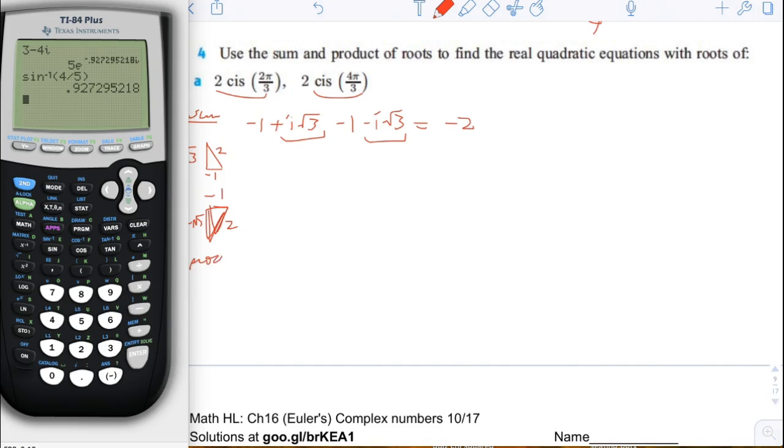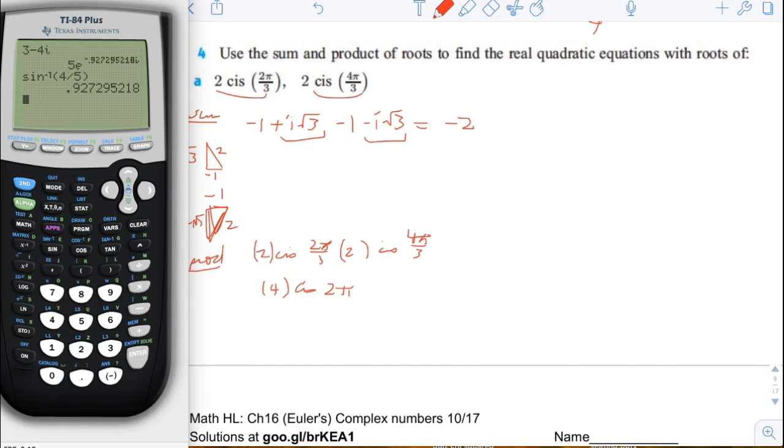What if you're going to do the product of these two roots? It's easier if you just keep them in polar form. So you would have 2 cis 2 pi over 3 times 2 cis 4 pi over 3. And you would multiply the two moduli together, and you would get 4. And you would add the two arguments together, and you would get 2 pi over 3 plus 4 pi over 3 is equal to 6 pi over 3, which is equal to 2 pi.